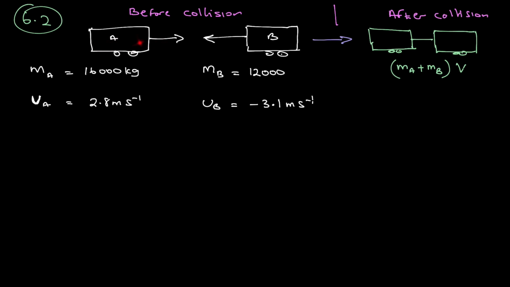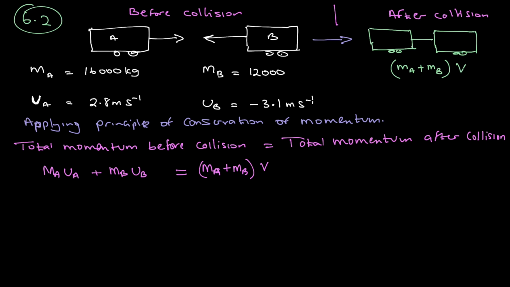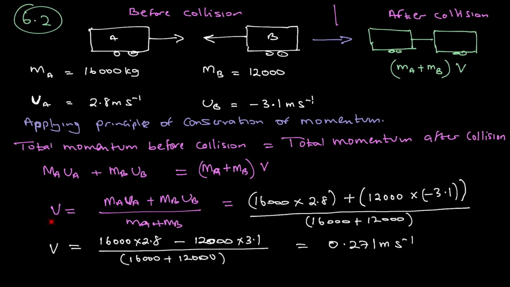Question 6.2. We need to show that the speed of the joined trucks immediately after the collision is about 0.3 meters per second. Okay, so you've got the mass of truck A moving in this direction and B moving in that direction. These are the masses and the velocities. And when they stick together after collision, this is what happens. Applying the principle of conservation of momentum, the total momentum before collision equals the total momentum after collision. Before collision is mA times uA plus mB times uB, equals (mA plus mB) times v. That's the final velocity.